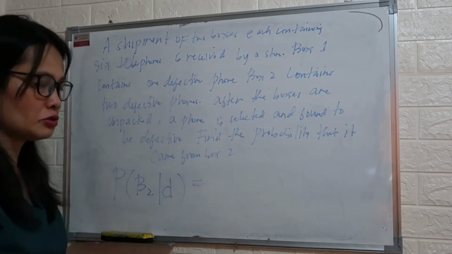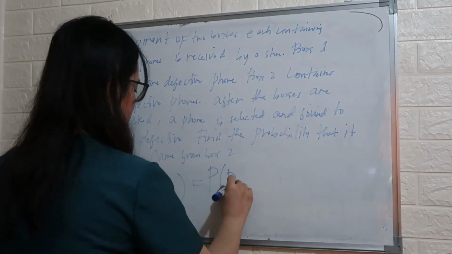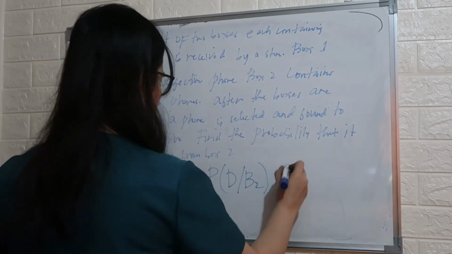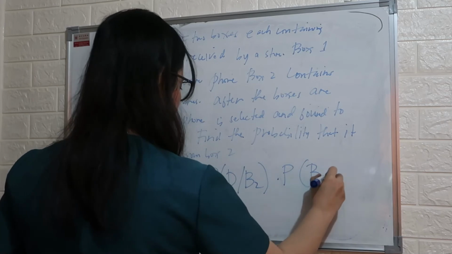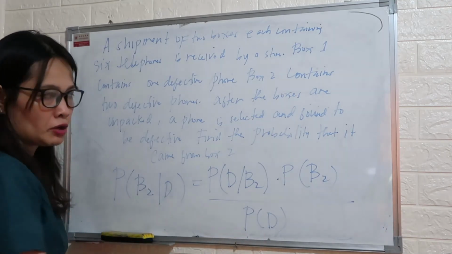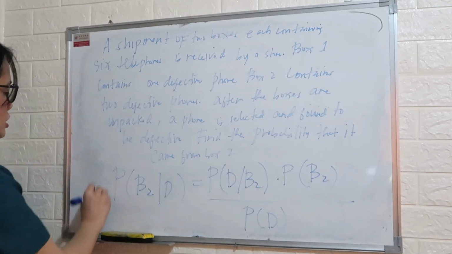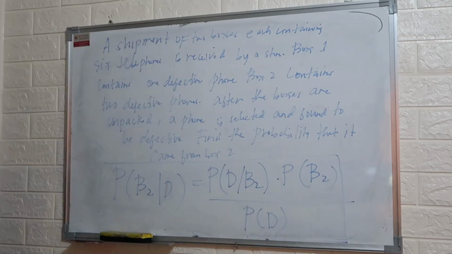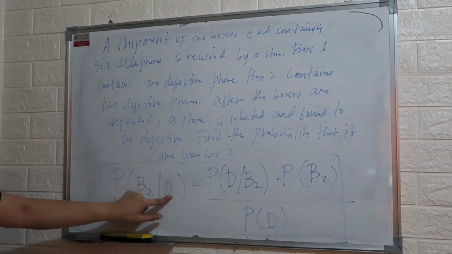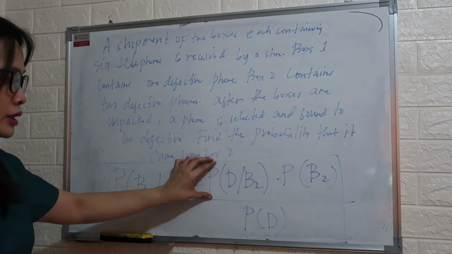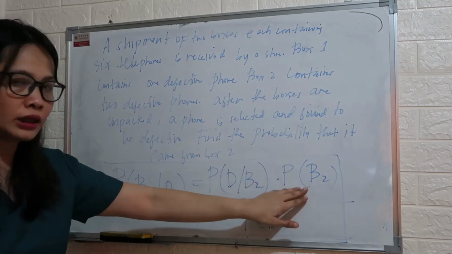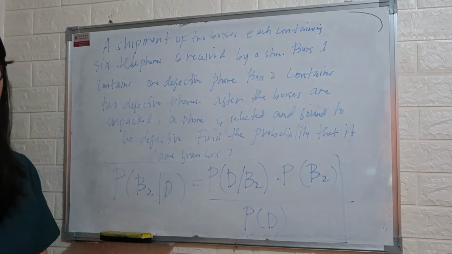So how do we answer that? Using the Bayes theorem. So that will be the probability that the defective came from box 2, multiplied by the probability of it came from box 2, over the probability of defectives, regardless if it's box 1 or box 2, as long as it's defective. So find the probability that it came from box 2 given defective will be equal to the probability that it is defective given it is in box 2, multiplied by the probability of selecting box 2, all over the probability of defectives.